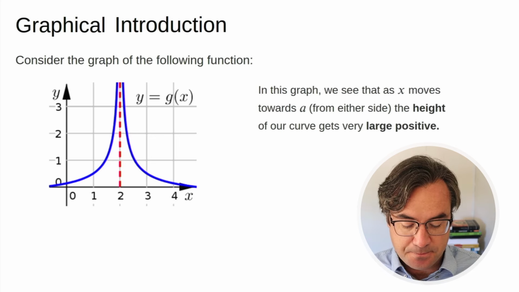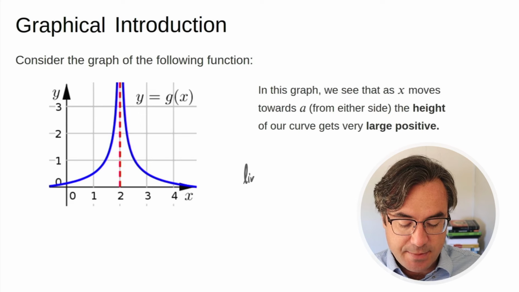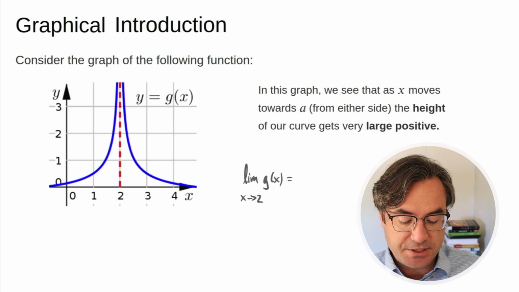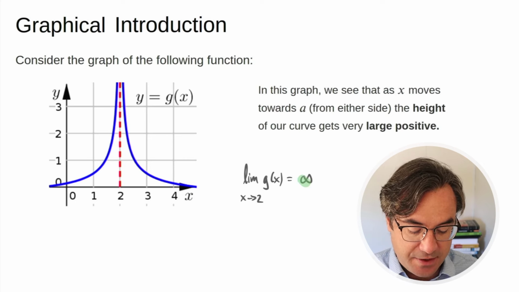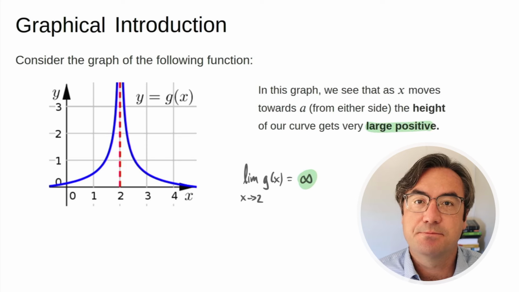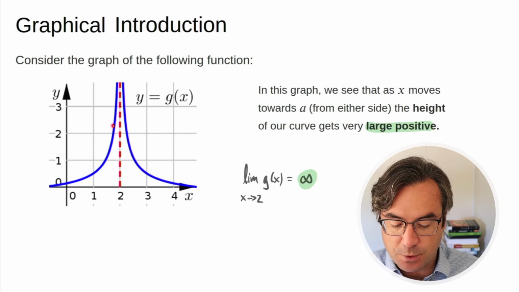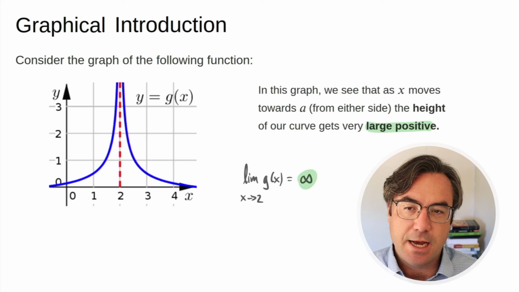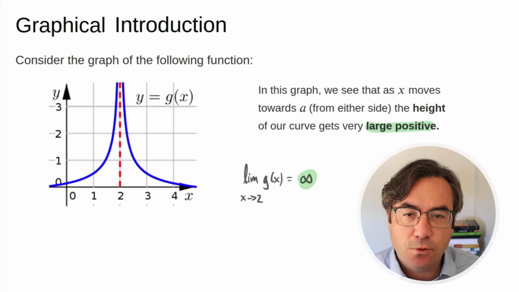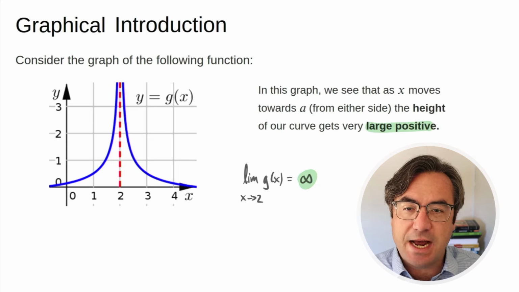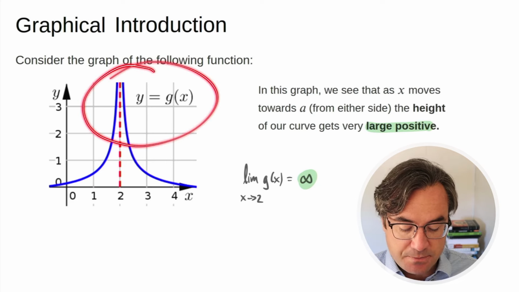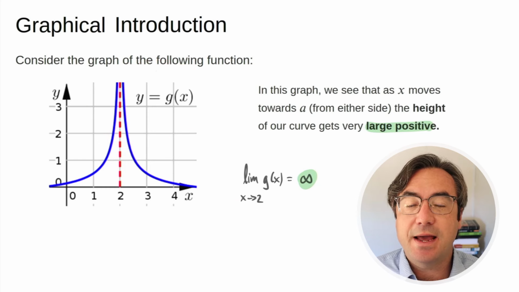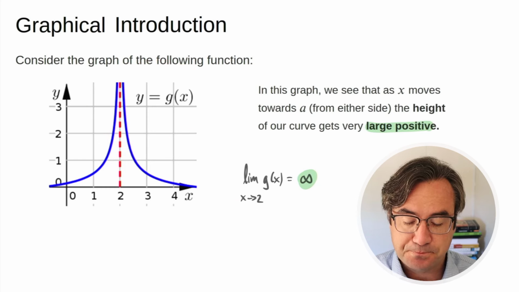In this case, we would say that the limit of g of x as x approaches 2 is equal to infinity. We're using positive infinity here because the height is large positive, so we're moving upwards. There's a similar notation for large negative: our graph moves down, and we would use minus infinity. So this is an example of a function that has an infinite limit as x approaches 2.